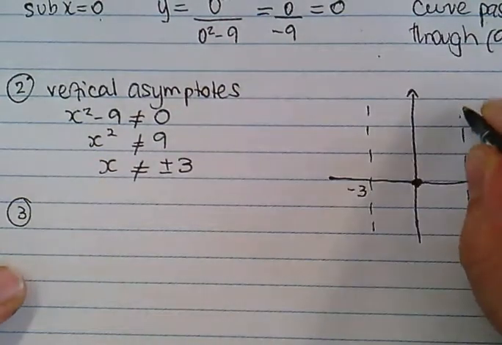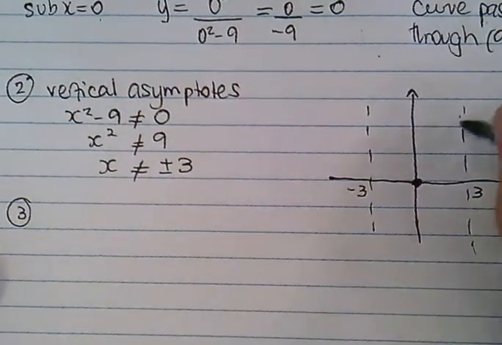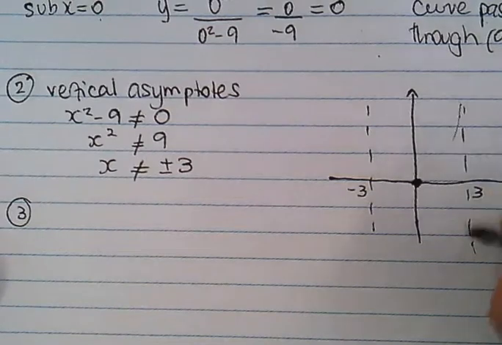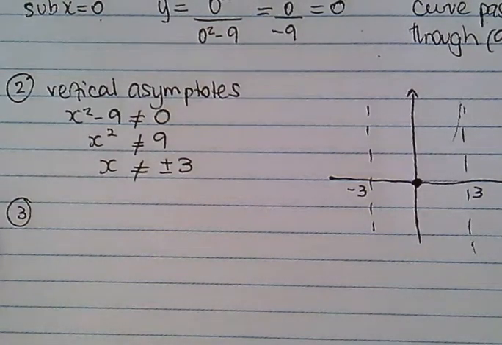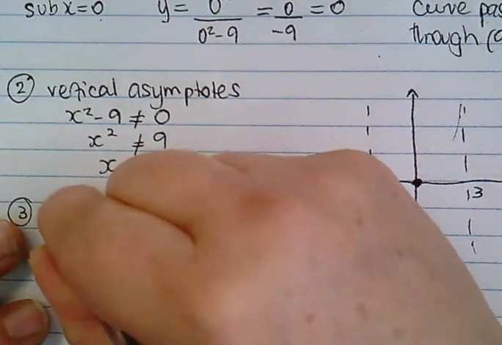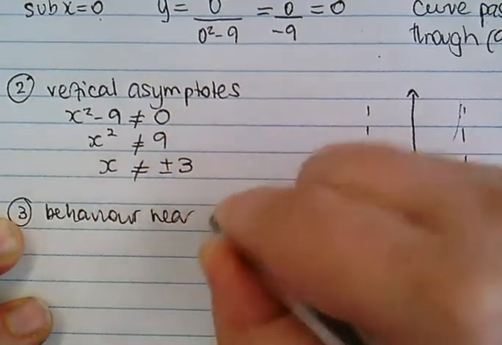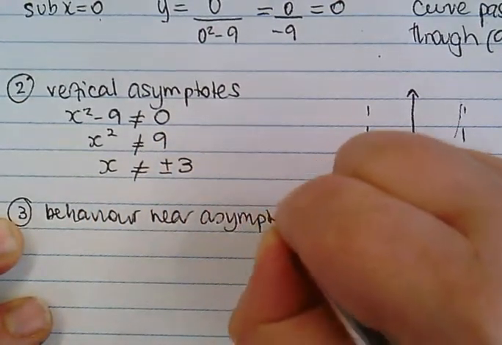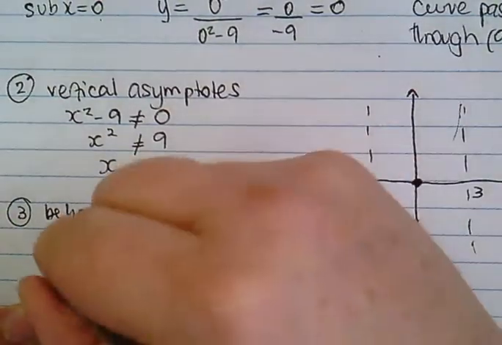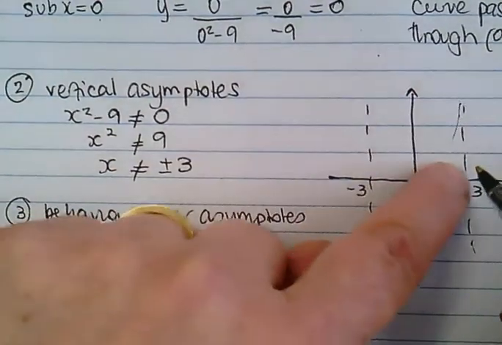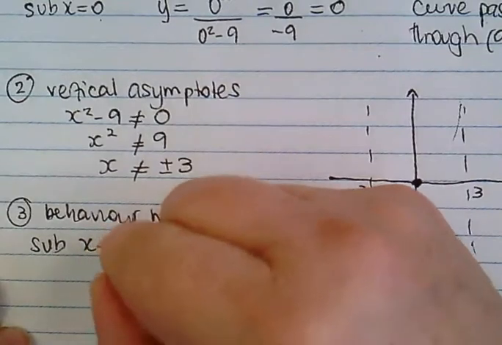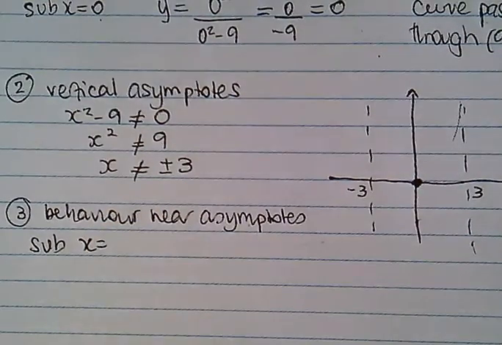Now that I know there's an asymptote here, I want to know whether the curve is going to be up there or down here. That's what happens near asymptotes. Your curve approaches it but never reaches it. So I'm looking at the behavior of the curve near the asymptotes. I'm going to substitute just before x equals 3. I'm going to substitute x is 2.9, or 2.99 if you want to be even more accurate.